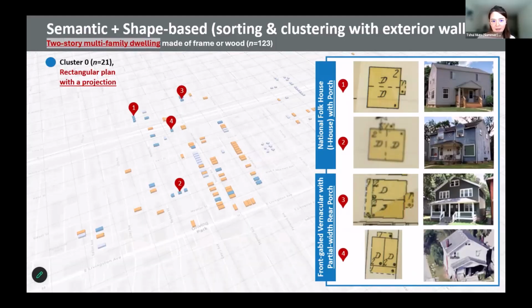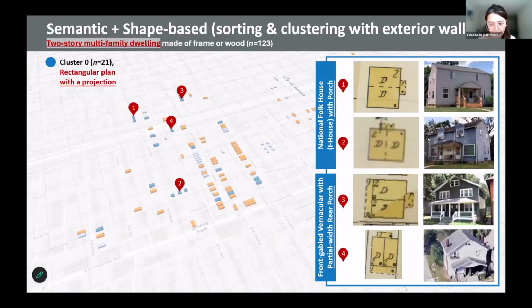So looking at cluster 0, the buildings here are mainly characterized by a rectangular plan with a projection. But if we look closer at the building footprints, the third and fourth examples, if we consider the interior lines, there are actually 4 different components as compared to the first and second examples. There are only 3 components.